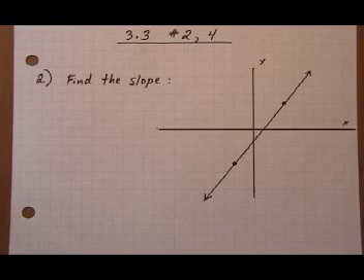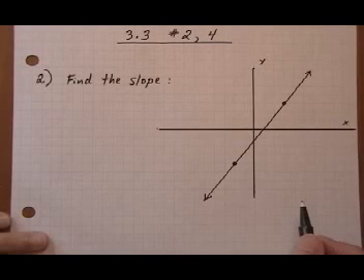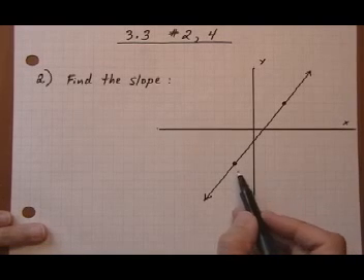3.3, numbers 2 and 4. These two questions have to do with finding the slope of a line that is given to us as a graph. Okay, so let's take a look at this first one, number 2. We want to find the slope of this line.